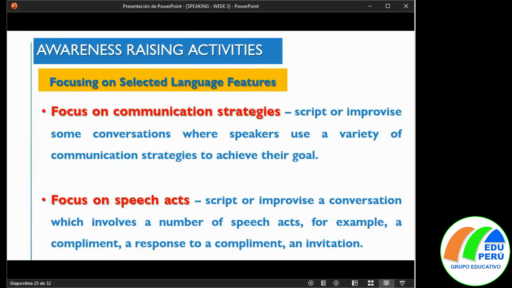Now, this is very important. Nowadays, we work with this kind of method, no? According to the communicative approach, we want to make our students learn the language through functions, purposes of communication, and this is very important.